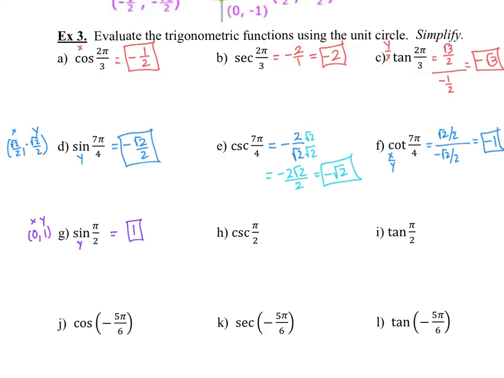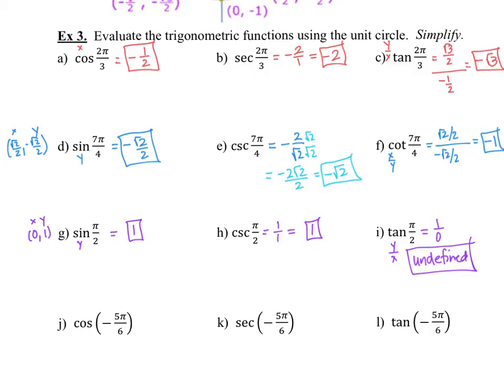Okay, if I want the cosecant of pi over 2, that's the reciprocal of sine. So if I flip 1, I get 1/1, which is still 1. Okay, let's see, tangent is y over x. The y, 1 divided by 0, oh, that's no good. That's undefined. If you try it on your calculator in radian mode, it's going to give you some lovely error.